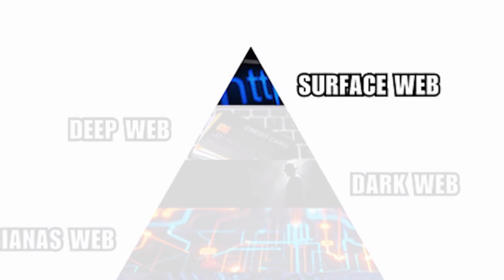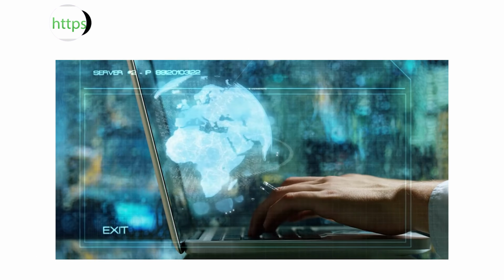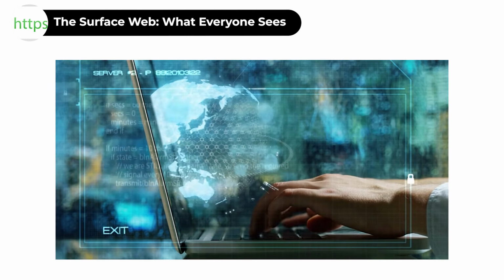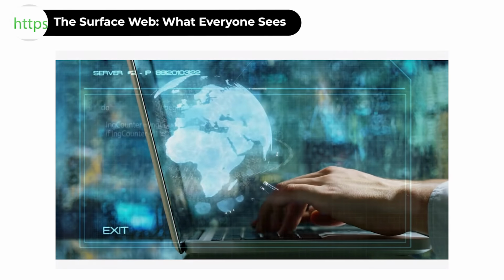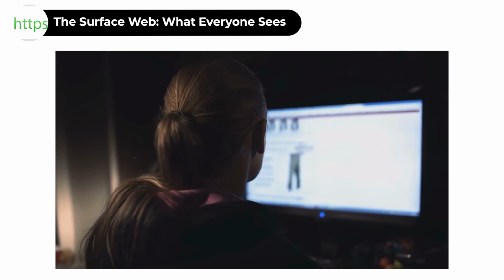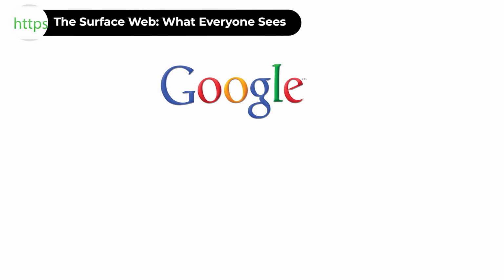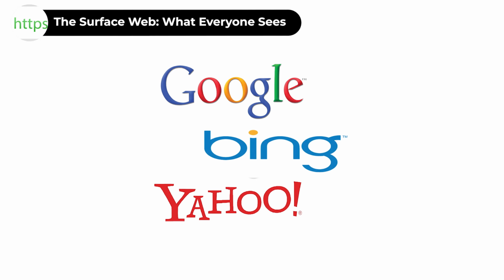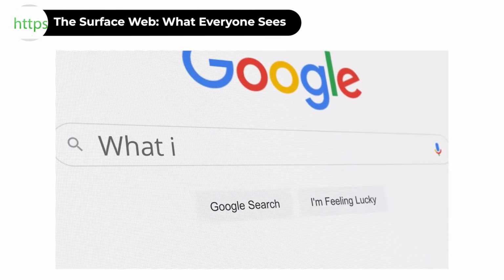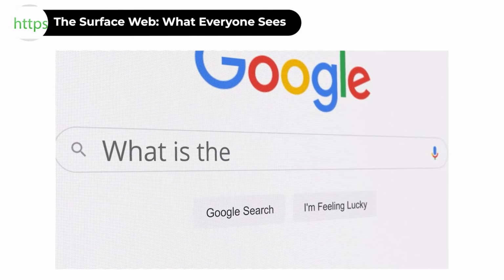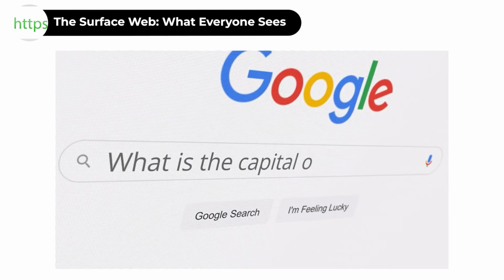The surface web, what everyone sees. The surface web, also known as the visible or indexed web, represents the first and most accessible layer of the internet. It encompasses all websites and web pages that are indexed by traditional search engines such as Google, Bing, and Yahoo. This means that the content within the surface web can be easily found and retrieved by using search engines, making it the most familiar and widely used portion of the internet by the general public.